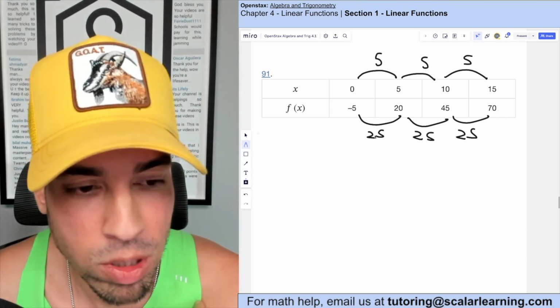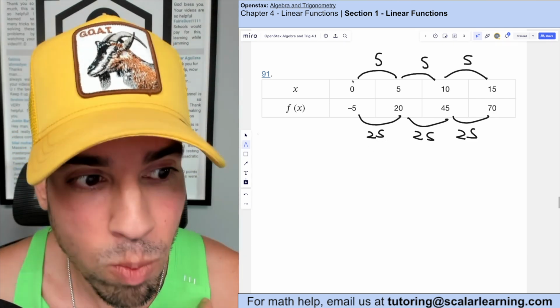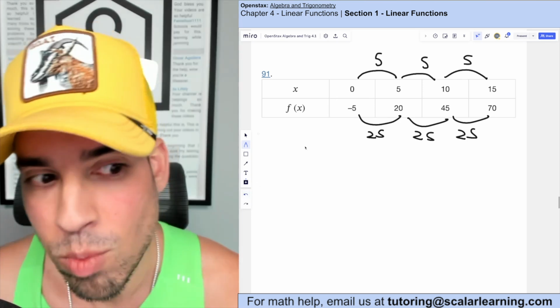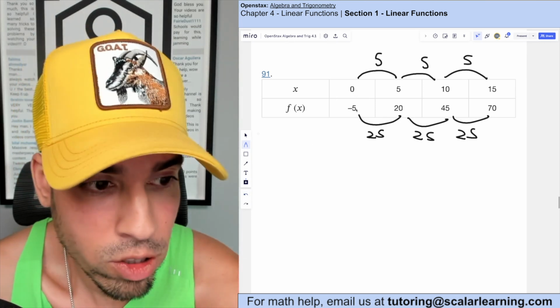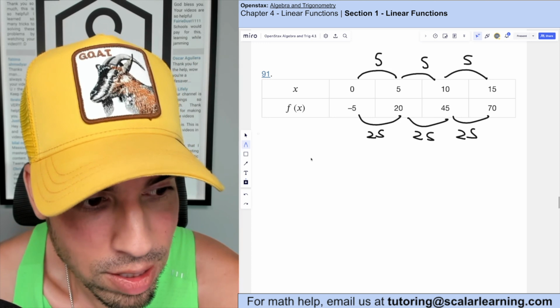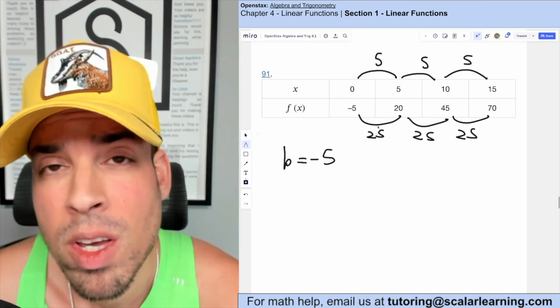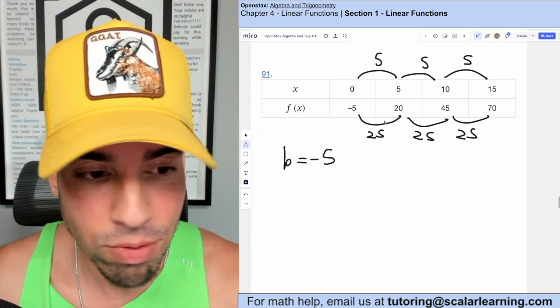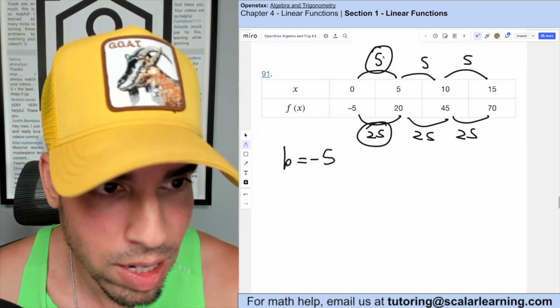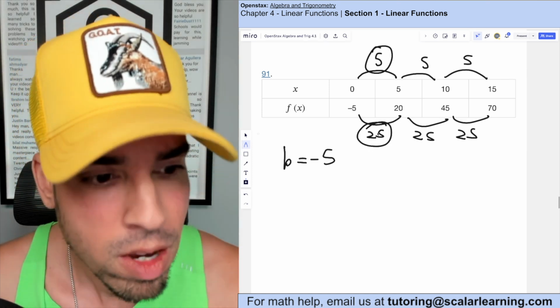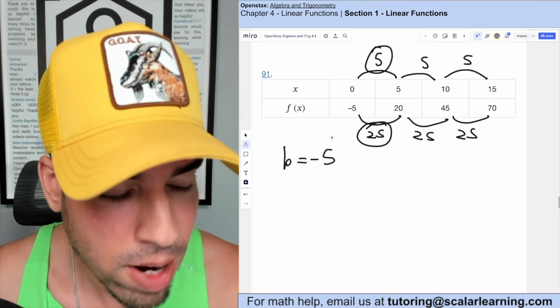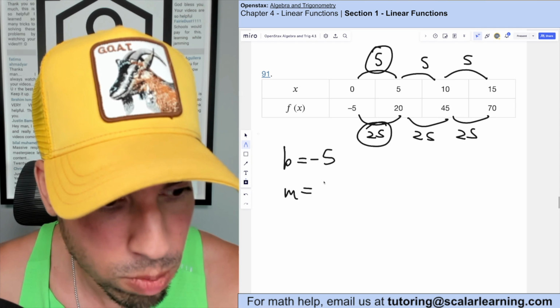Now we need the two components. We need the y-intercept and we need the slope. Well, my y-intercept is right here. When x equals 0, that's the y-intercept. That's the value of the function, which is negative 5. So we can say my y-intercept, or b, is negative 5. What about the slope? The slope is the rate of change. It's the difference of the y values over the difference of the x values. We already calculated those. So it's 25 over 5, which simplifies to a nice slope of 5.